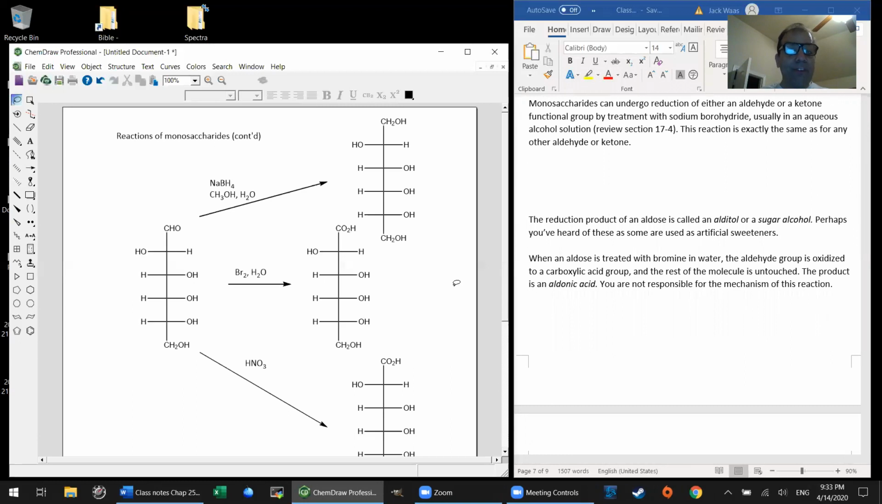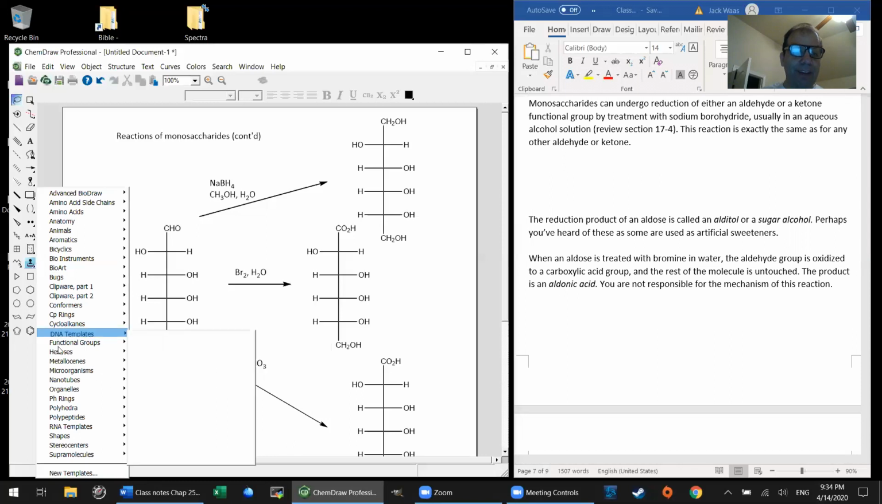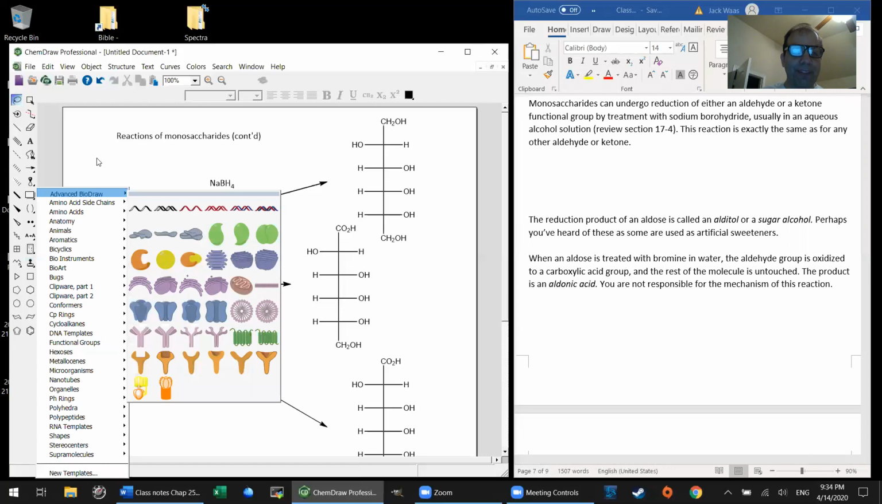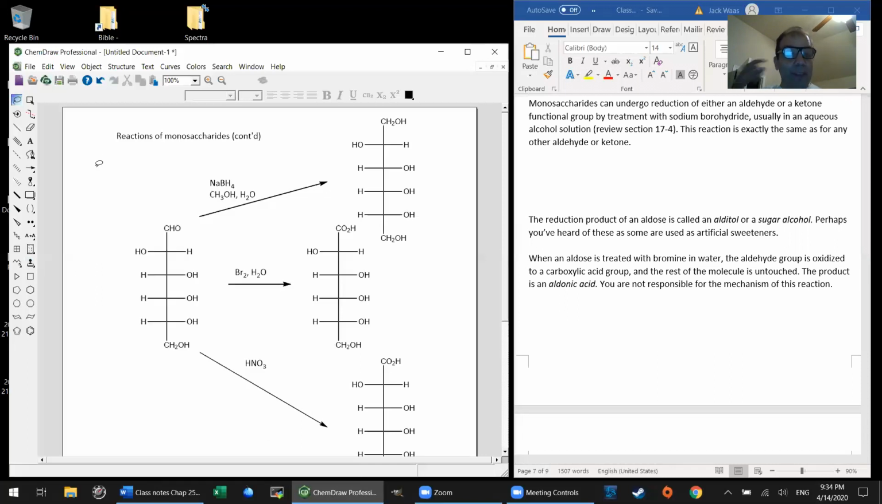There are also some important redox reactions of simple sugars, and I've picked one here. Incidentally, you're going to be insanely jealous of me. I literally drew that whole molecule in one mouse click. I can just pick hexoses. I've got a table of them over here, and I can pick the chair form. So I don't know what that is, but it's pretty cool.